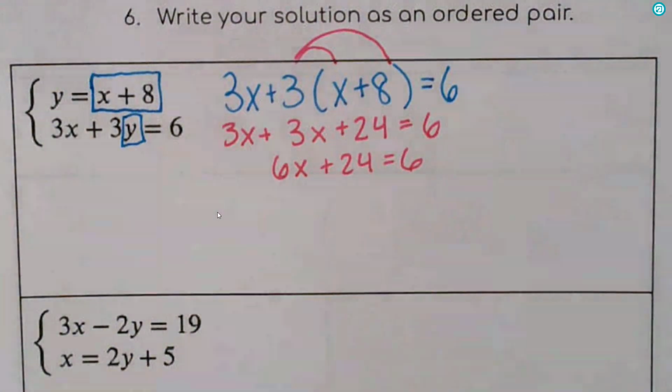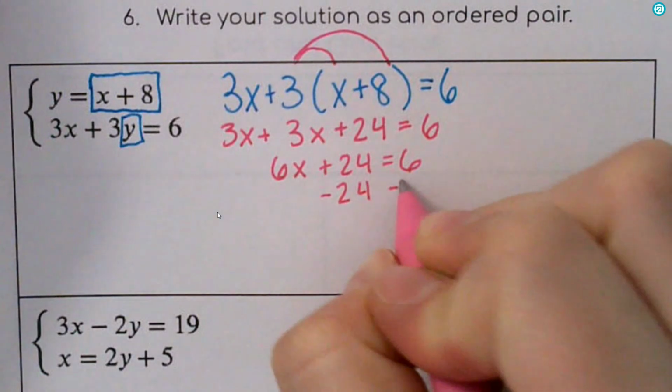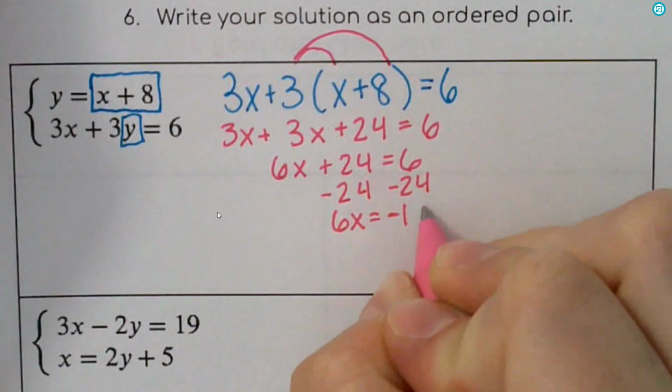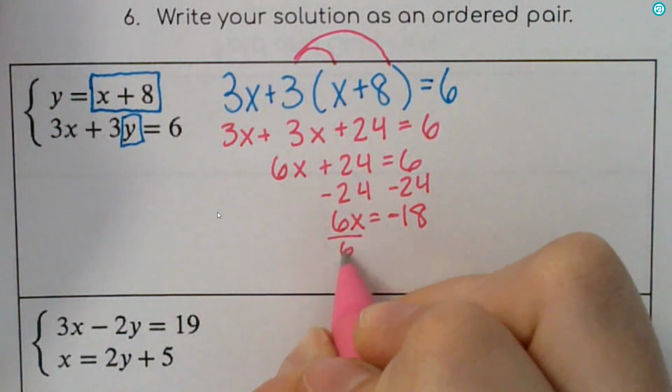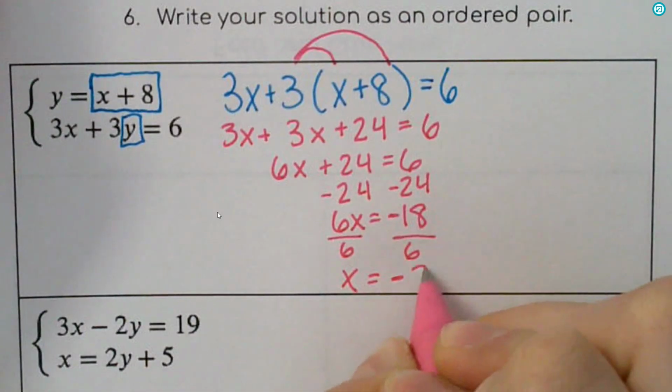And now we're back to 1.1 type equations where we're just solving a normal equation. So we're going to subtract 24 from both sides. We'll get 6x equals negative 18. Divide both sides by 6. We will get x equals negative 3.